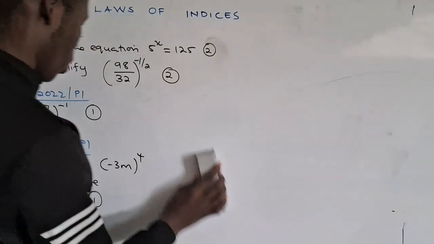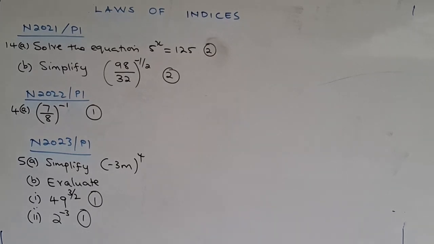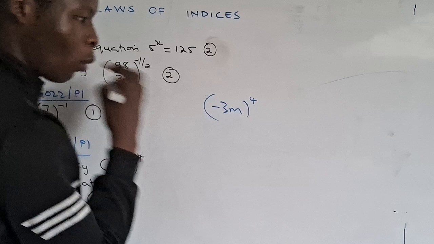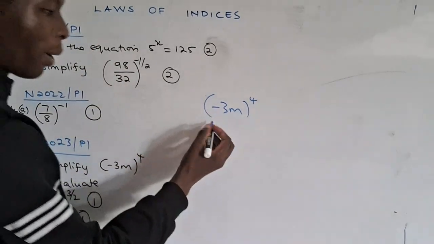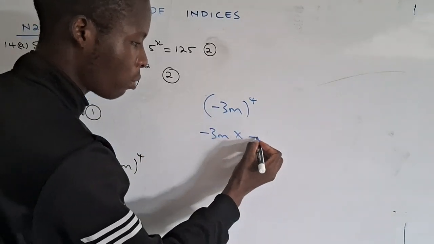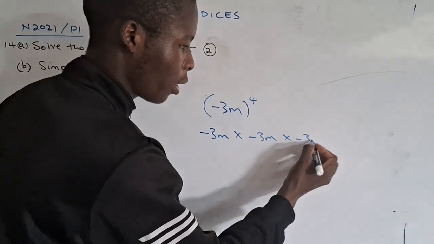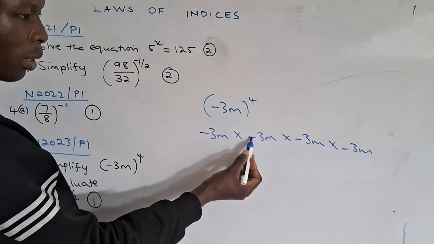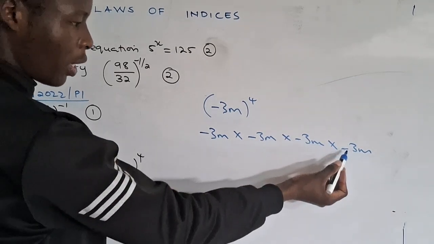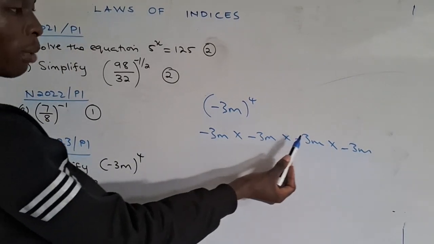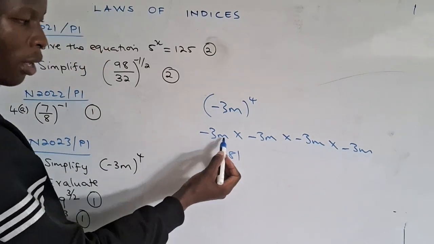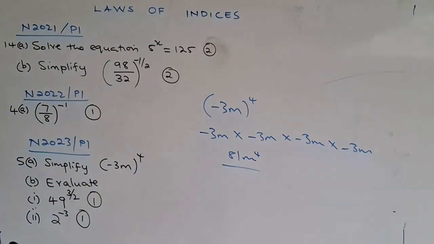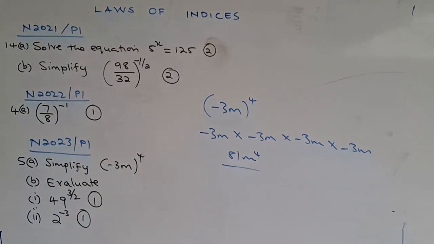Let's move on to the last question. November 2023, paper 1. You are supposed to simplify negative 3m to the power 4. What is the meaning of this? It means this number is multiplying itself 4 times. A negative times a negative is a positive, times a negative is a negative, times a negative is a positive. 3 times 3 times 3 times 3 is 81. m times m times m times m is m to the power 4. So the answer is 81 m to the power 4.